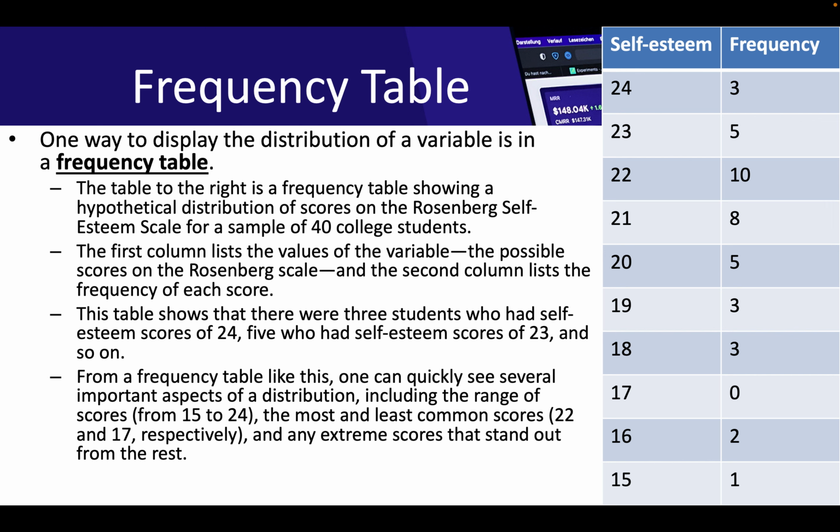This table shows that there were 3 students who had self-esteem scores of 24, 5 who had self-esteem scores of 23, and so on. From a frequency table like this, one can quickly see several important aspects of a distribution, including the range of scores from 15 to 24, the most and least common scores, 22 and 17 respectively, and any extreme scores that stand out from the rest. That would probably be 22, since there were 10 people that had self-esteem scores of 22.